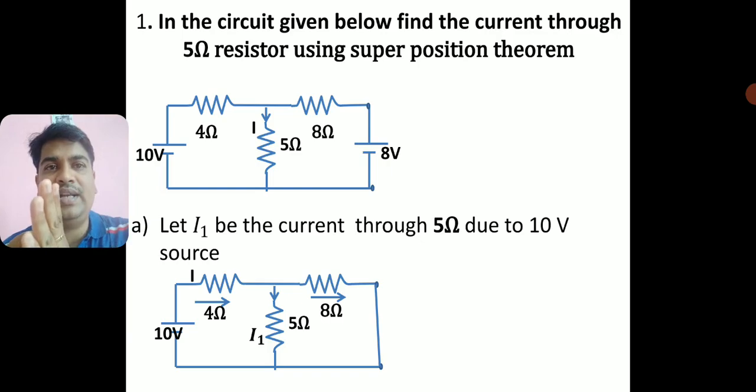The main current goes through the 4 ohm, and after flowing through the 4 ohm, at this node it gets divided. A part of it goes to the 8 ohm and a part goes to the 5 ohm. Exactly at that node it divides into 2 branches, the 5 ohm branch and the 8 ohm branch. It means these two are in parallel, the 5 ohm and 8 ohm are in parallel, and the 4 ohm is in series.